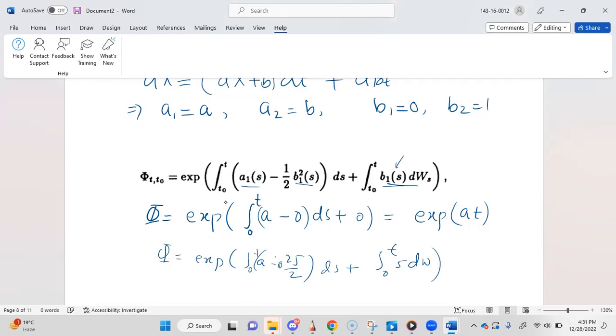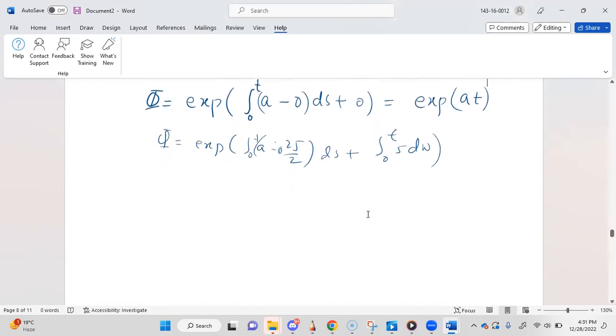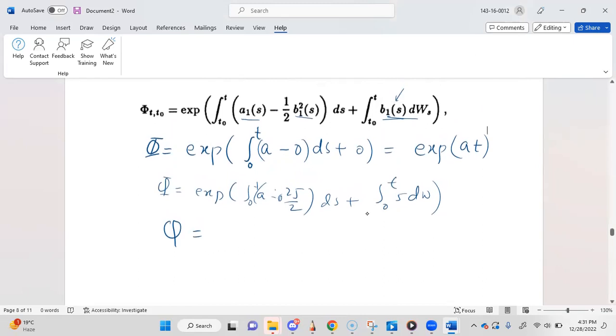Okay, so then 5 would... wait, wait. I'm confused about the B1, the B1 squared.